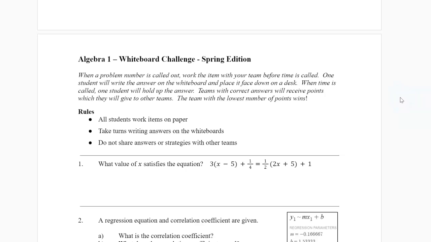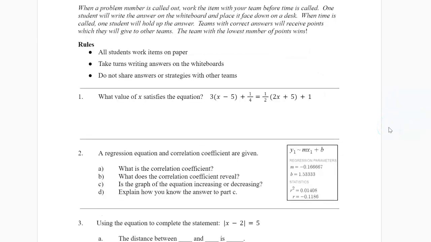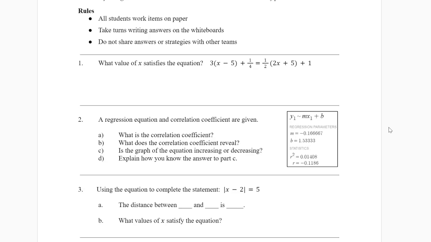The points are given away to other teams, and that's what makes it a rowdy kind of fun game for some students. I've only had one class that really didn't respond well to this game, and we had to do something else that day, but most kids really enjoy it. So the problems in this packet are a variety of problems going back to the very first term.